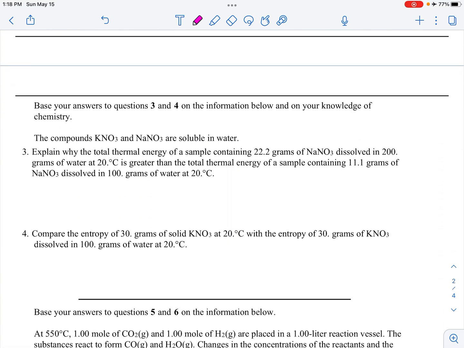3 and 4 are the same thing. The compounds KNO3 and NaNO3 are soluble in water. Explain why the total thermal energy of a sample containing 22.2 grams NaNO3 dissolved in 200 grams of water at 20 degrees Celsius is greater than the total thermal energy of a sample of 11.1 grams of NaNO3 dissolved in 100 grams of water.